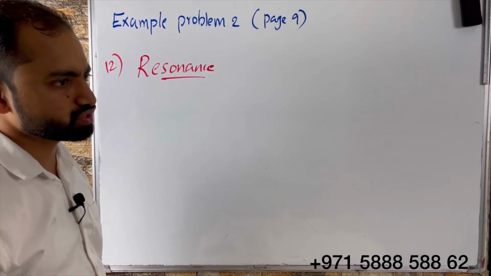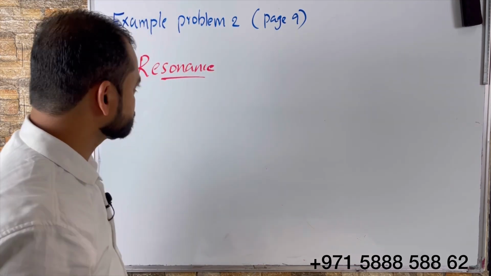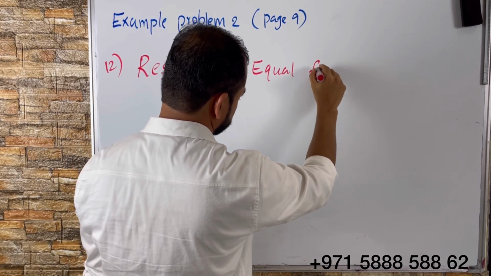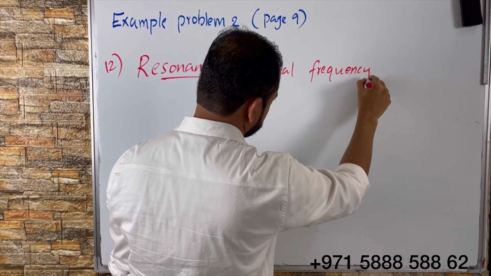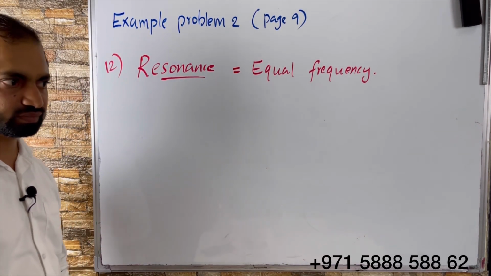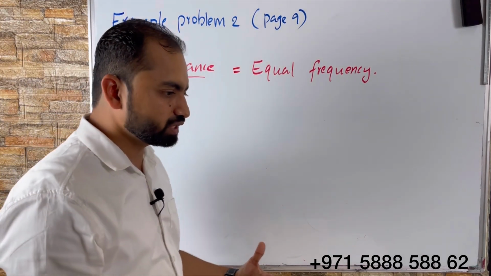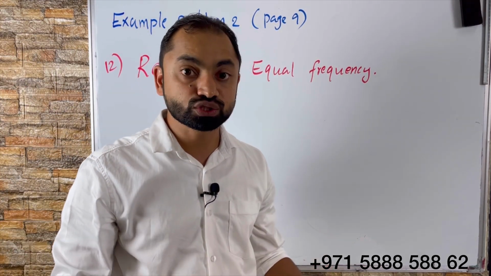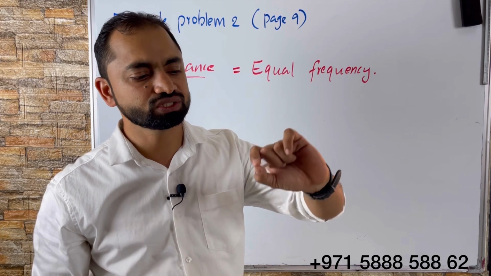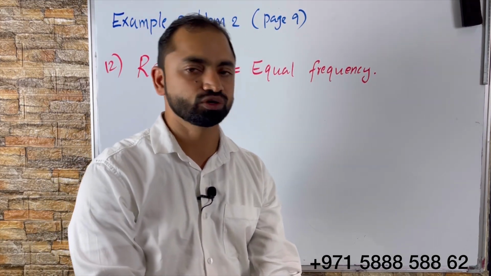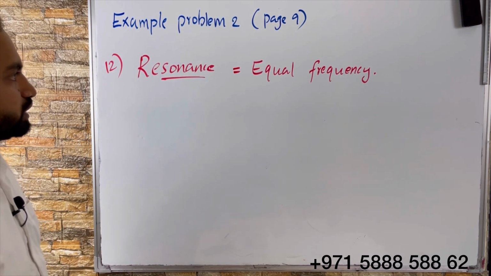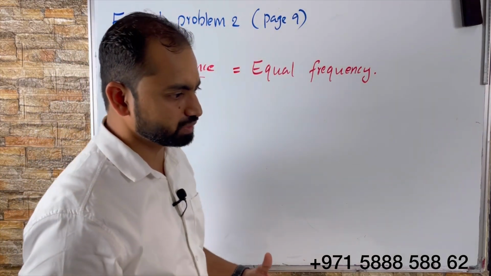What is the meaning of resonance? Resonance means equal frequency. For example, when an object is vibrating, when its frequency of vibration becomes equal to the natural frequency of the other object, maximum energy will be transferred from the vibrating object to the other object. So resonance is equal frequency, that is the meaning of resonance.